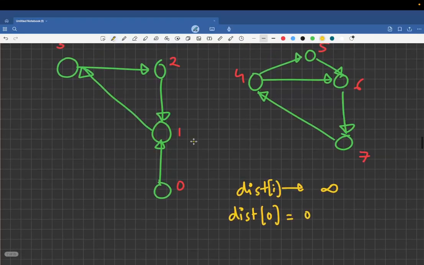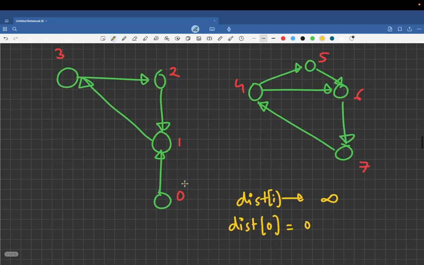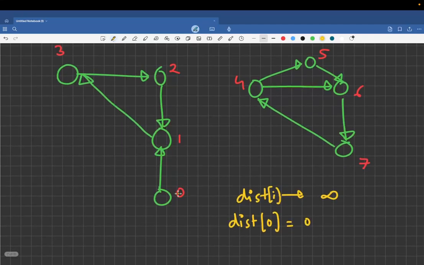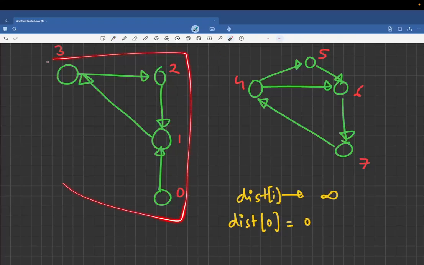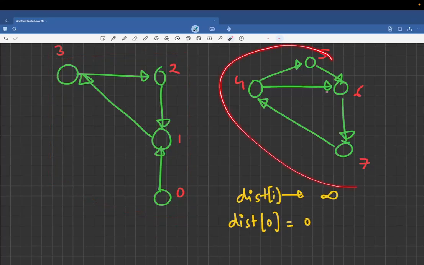Now just tell me one thing. If you have marked distance of 0 as 0, you have only marked distance of 0 as 0, then you will be able to detect negative weight cycles only in the component that contains this node 0. If there is a component that does not contain this node 0, and if it contains a negative weight cycle, you won't be able to detect that. This is the issue in conventional Bellman-Ford that we have.